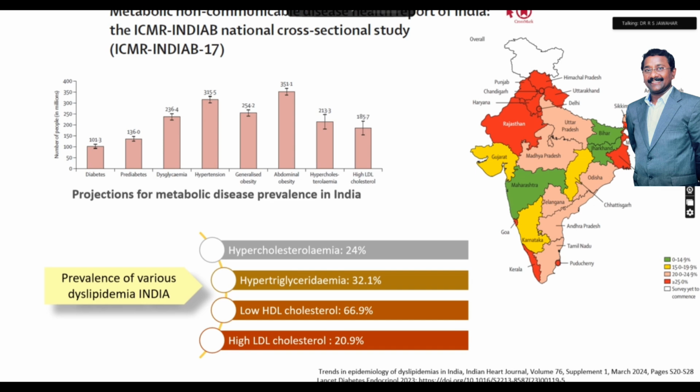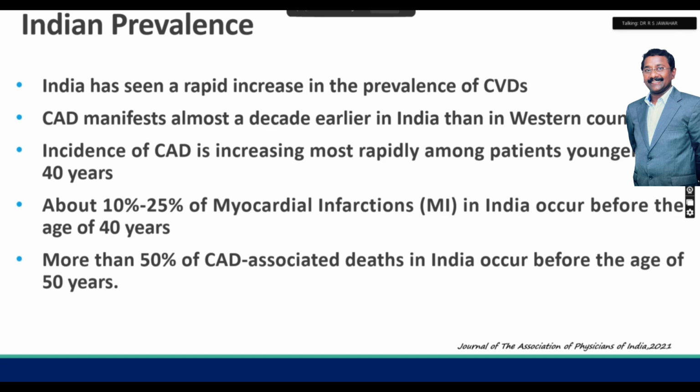If you see these projections with the high number of diabetes, hypertension, obesity, and dyslipidemia, you combine all these four, so that is metabolic syndrome. Very high in number, at least 40 to 50% of our Indians more than 18 years of age are in the metabolic syndrome. Among the lipid profiles, hypercholesterolemia is about 24%, hypertriglyceridemia 32%, low HDL 66.9%, and high LDL 20%. So this is the Indian prevalence.